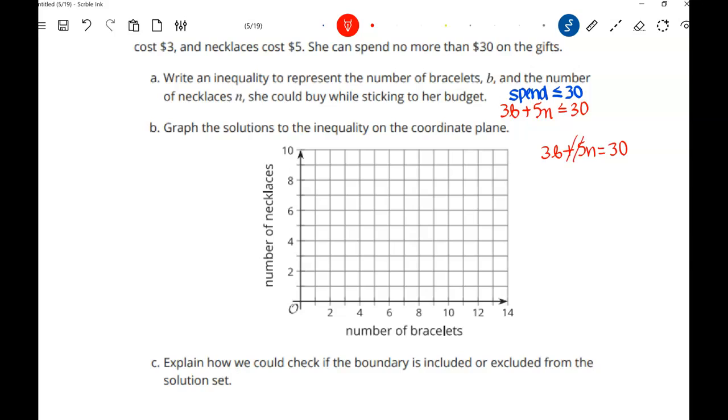If she doesn't buy any necklaces, for that $30, she could buy 10 bracelets. That's this right down here. If she didn't buy any bracelets, she could buy 6 necklaces.